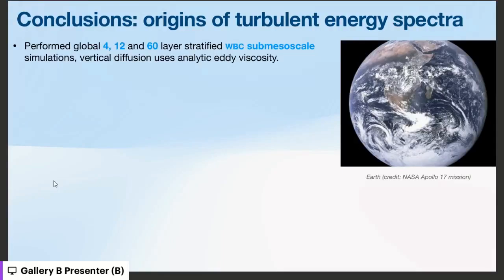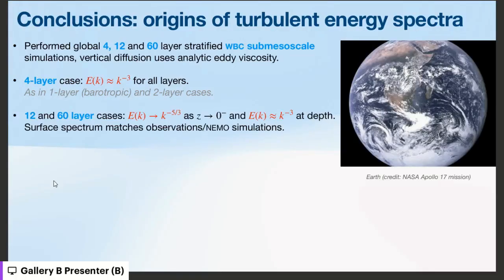So the conclusions: I performed 4, 12 and 60-layer stratified Western boundary current sub-mesoscale simulations with vertical diffusion defined using an analytic eddy viscosity, and that's diffusion of buoyancy as well as momentum. Don't forget, I had previously done 1 and 2 layer cases, so we really have a complete picture. The 4-layer case basically behaved as in the 1 and 2 layer cases for the barotropic mode. And the 12 and 60 layer cases were showing results very similar to what we observe in simulations and observations of ocean turbulence.